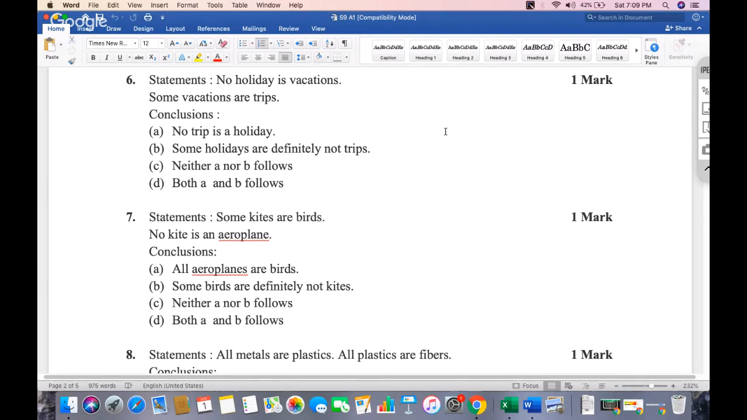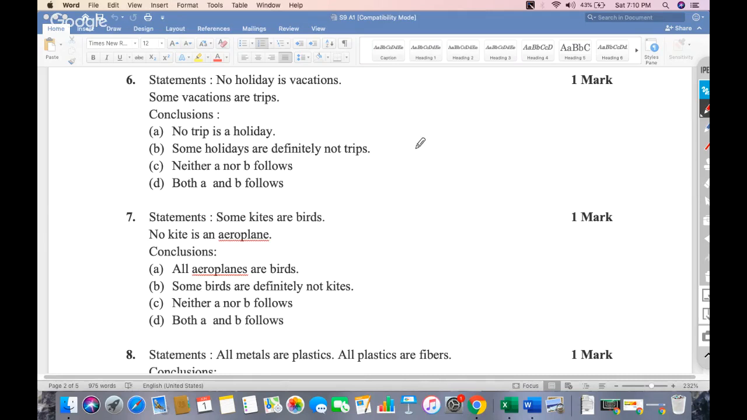Question number 6, it's the same as the other question. Answer would be D, both A and B follow. Let me solve question number 7. Let me check how many of you have done question number 7. Oh, a lot of you have given me an answer to question number 7.